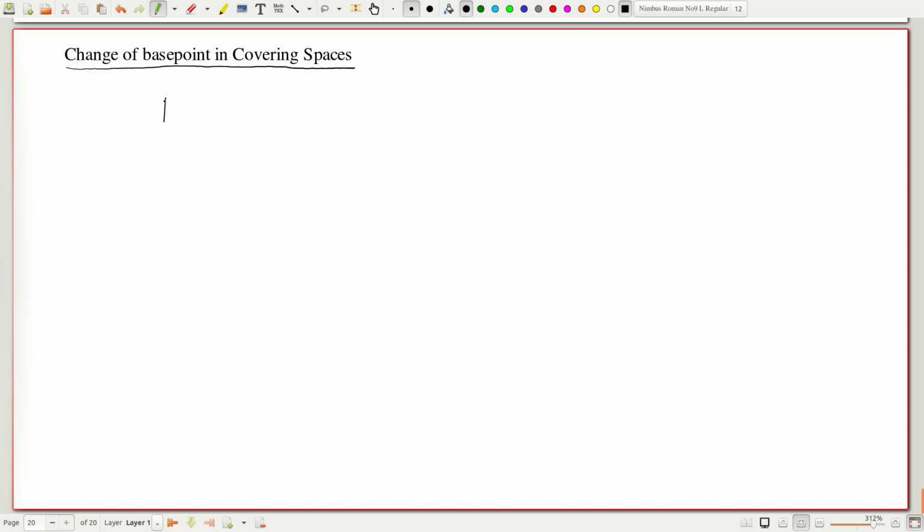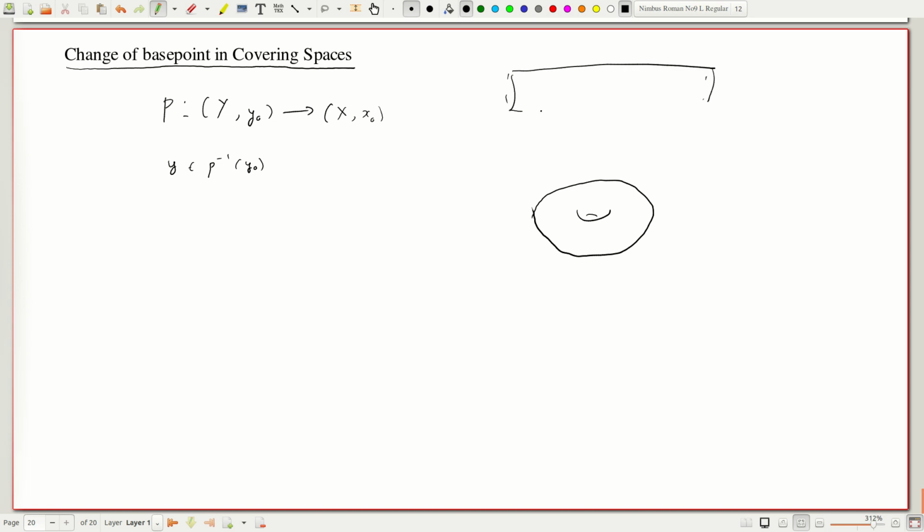So let's take a covering map P from y0 to x0, and let's pick another point in the fiber. So let's take y in P inverse of y0. Now we already dealt with this and we already know how to parameterize y, namely we take a path. So let's just take our covering space again. Here we had this point y0 and we had another point y, and we took a path which joined these two, and both of these go to the point x0, but the path goes to something interesting.